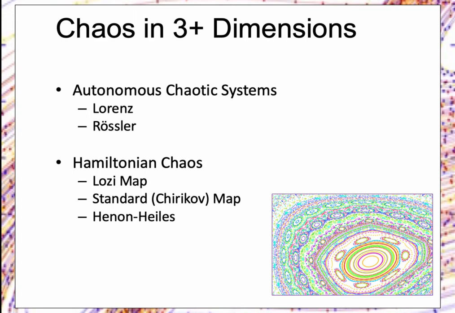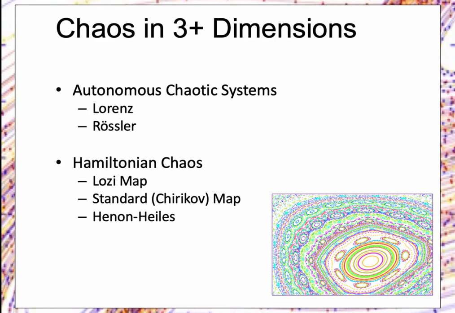The lecture today is on chaos in 3 dimensions. I'll be talking about 2 different systems. The first will be autonomous chaotic systems. These are not driven like the driven damped pendulum. These are autonomously oscillating systems, and that's the Lorenz and the Rössler. And then we'll be looking at Hamiltonian chaos, which are also autonomous.